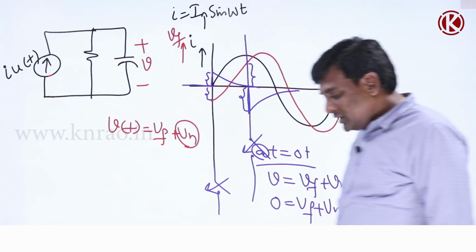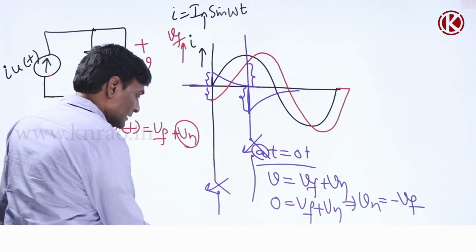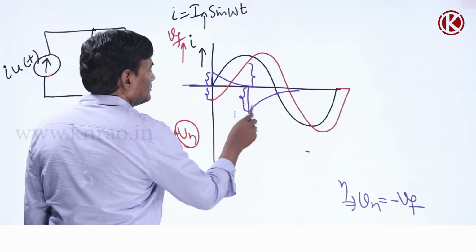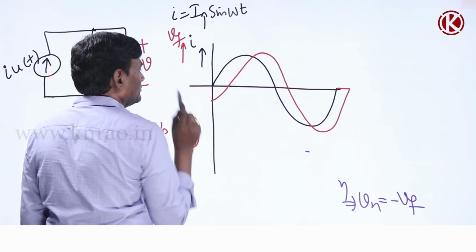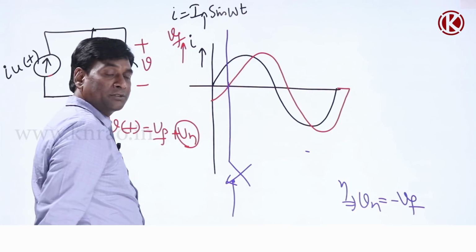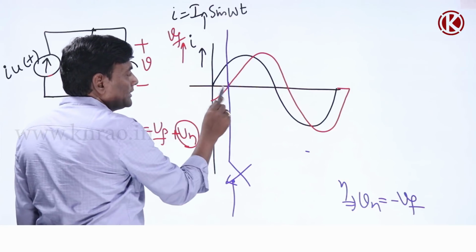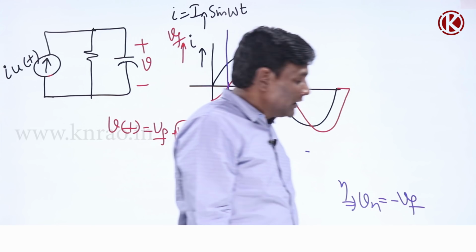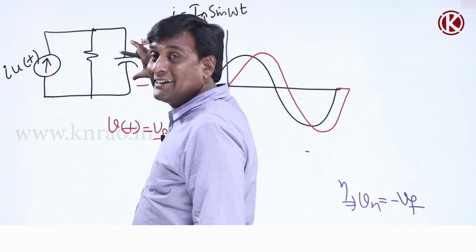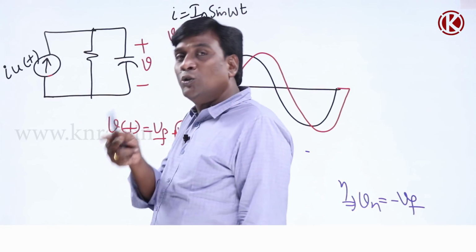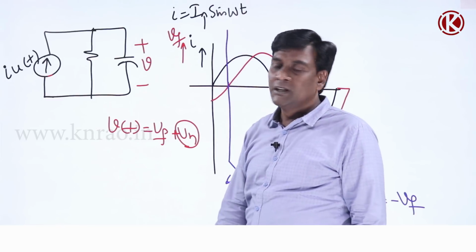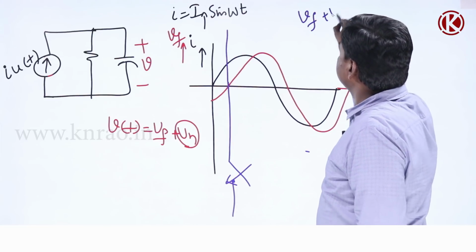Okay, now if I close my switch here, then what will happen? The forced voltage is 0. At t equal to 0 plus, forced plus natural should be 0, because at t less than 0 the voltage is 0. At t equal to 0 plus, voltage cannot change from 0 minus to 0 plus across a capacitor. So voltage is 0, and forced plus natural should be 0.